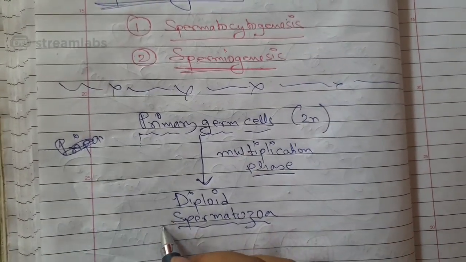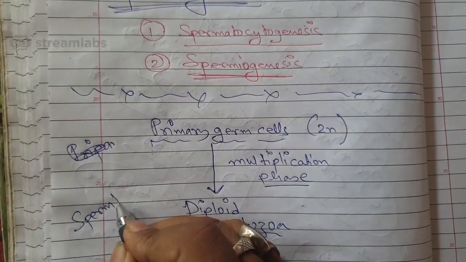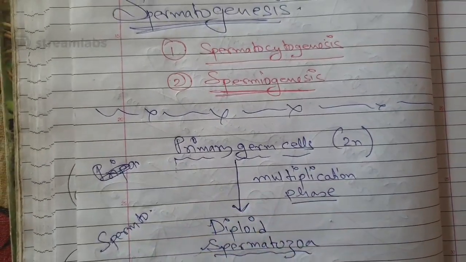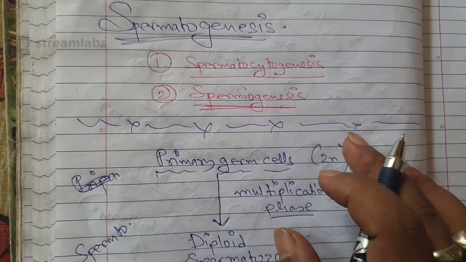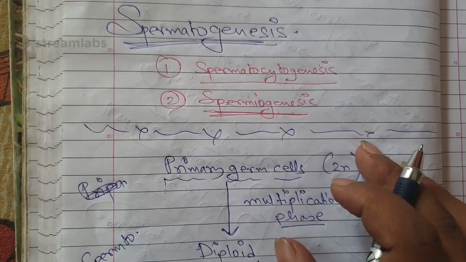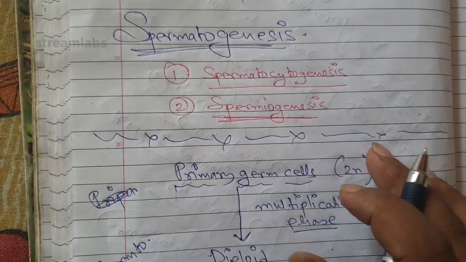Spermatozoa is plural, the singular is spermatogonia.